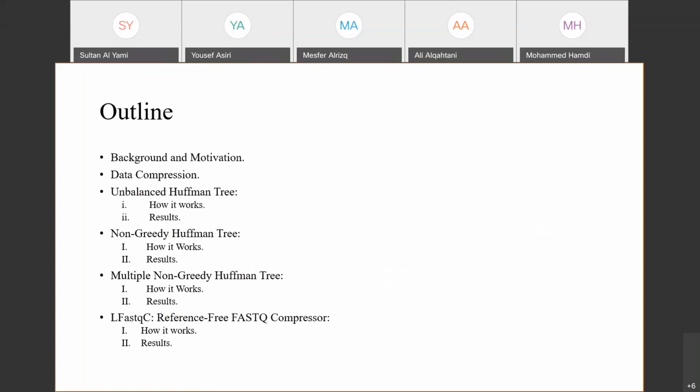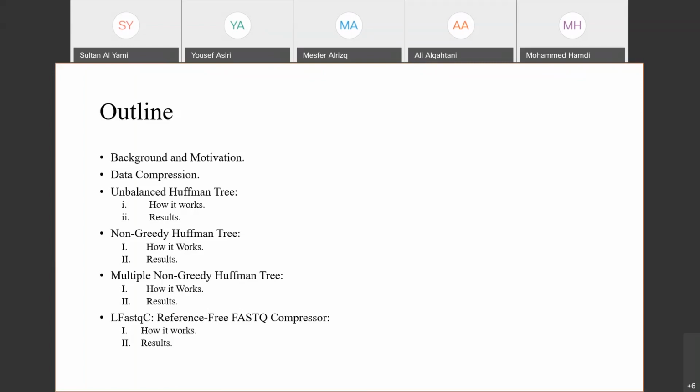So let's start by giving you the outline of today's presentation. At first, I'll be talking about the background and motivation for this research. Then I'll briefly be talking about data compression in general. Next, I'll be explaining the first tool we developed, which is based on an unbalanced Huffman tree implementation, how it works, and how it performs against the standard Huffman tree and other tools that are based on Huffman tree in terms of compression ratio. After that, I'll be describing the second tool, which is based on a non-greedy Huffman tree implementation, how it works and how it performs against the unbalanced Huffman tree implementation and the conventional Huffman tree implementation.